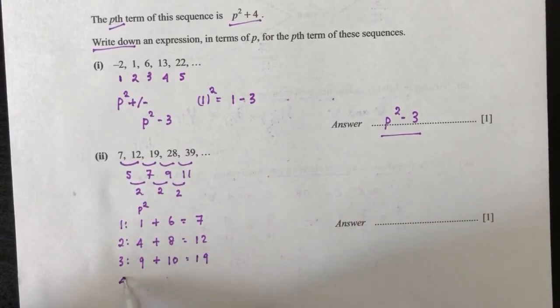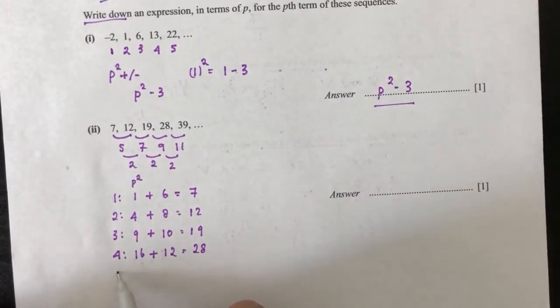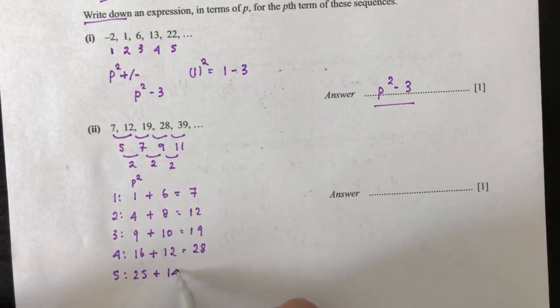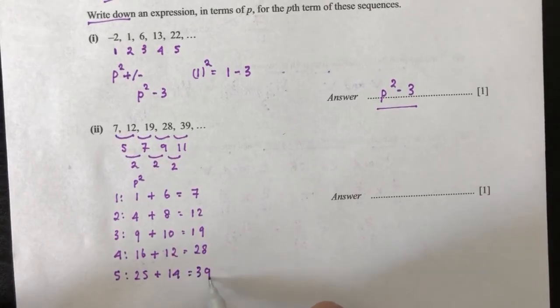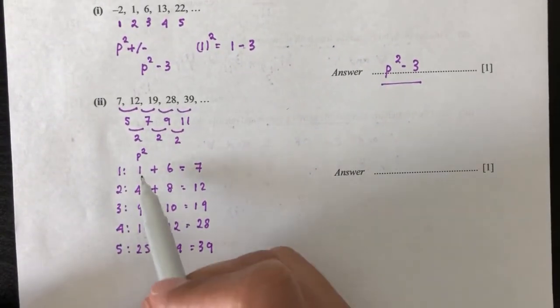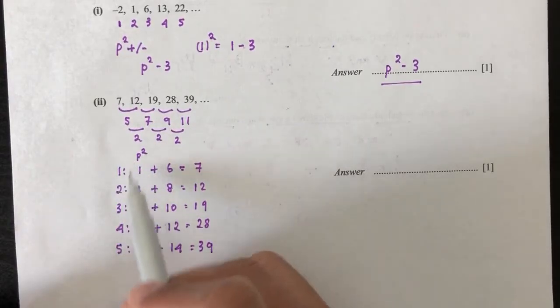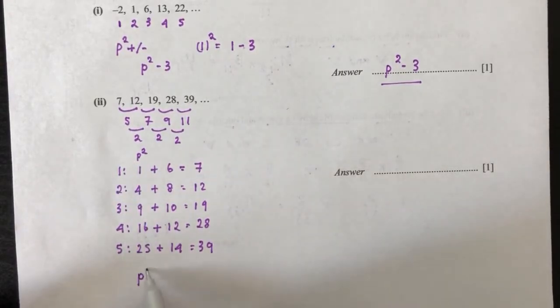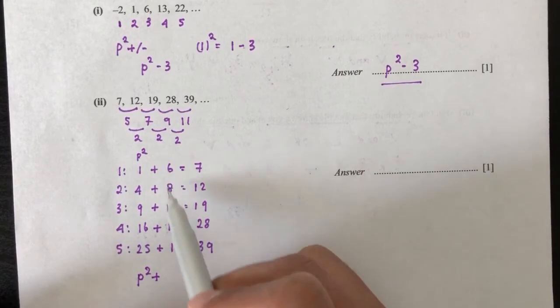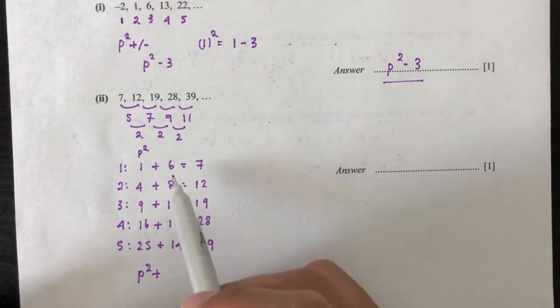And let's try this one. 4 square will be 16 plus 12 to get 28, and the last one is the fifth term. It will be 25 plus 14 to get 39. So as you can see, this one is the term square, term square, term square. This will be p square. And here, this one, you can see there's a common difference.